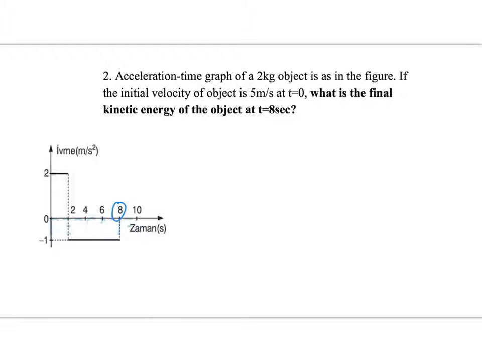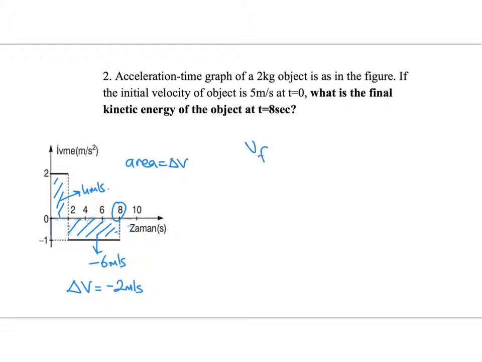We know that the area under the acceleration time graph will give us the change in velocity. So here the area is equal to 4 meters per second, and between 2 and 8 seconds the area is equal to minus 6 meters per second. So in total the change in velocity of the object is minus 2 meters per second.